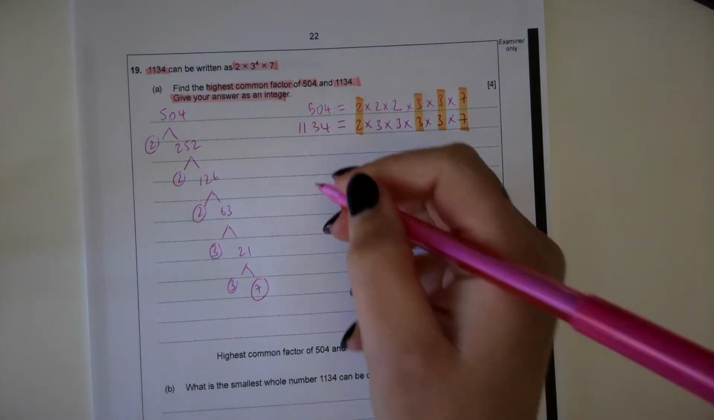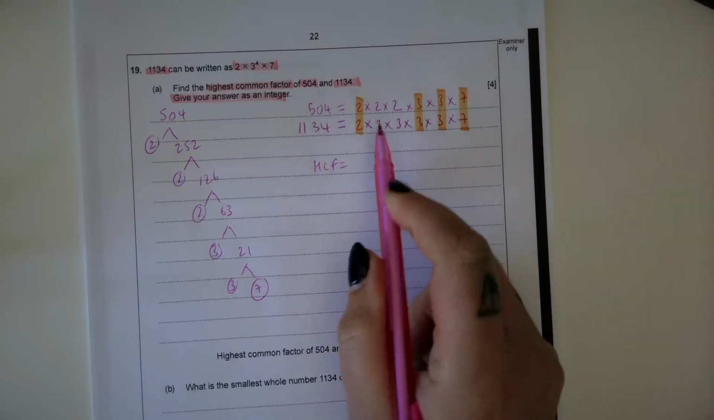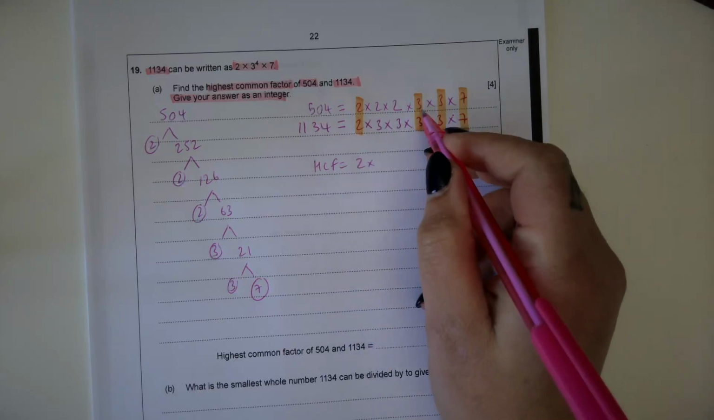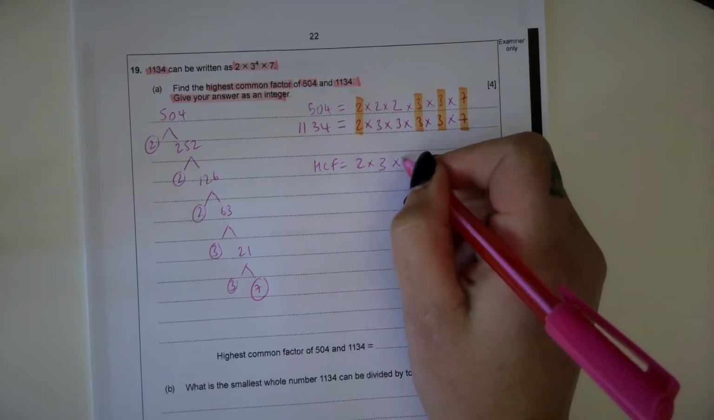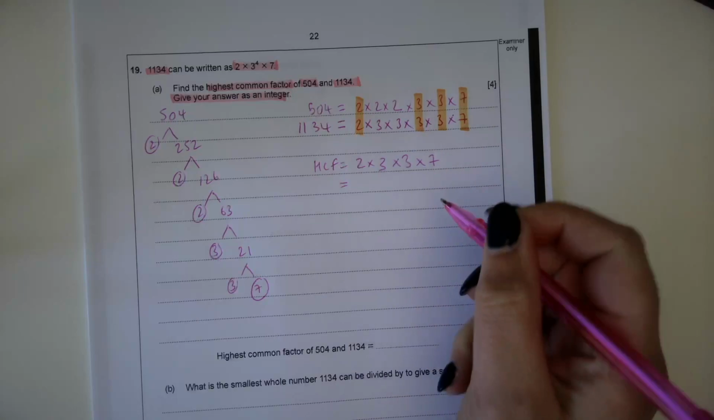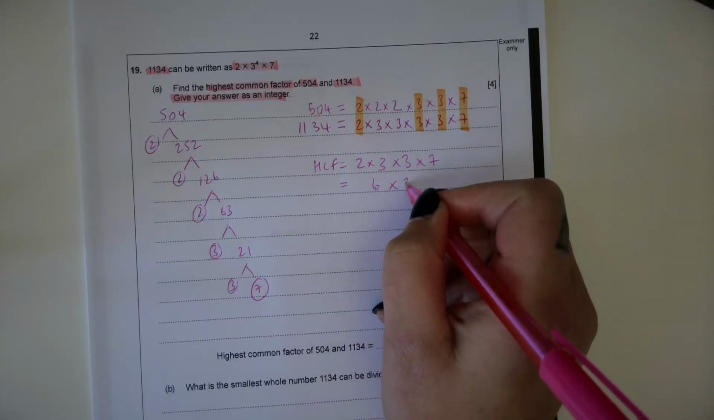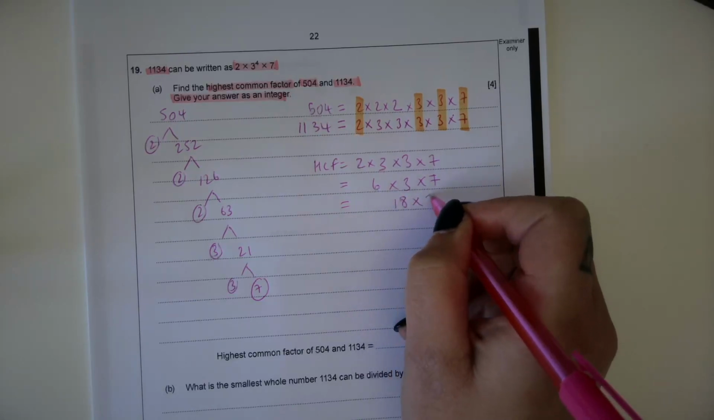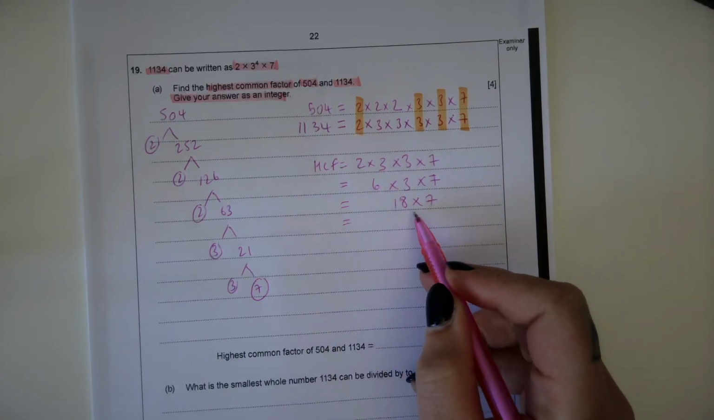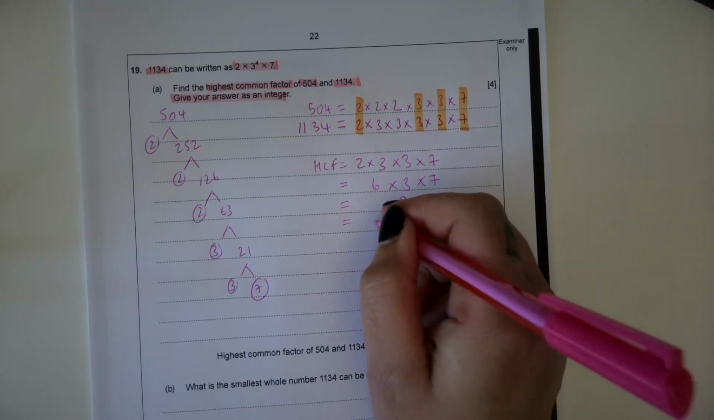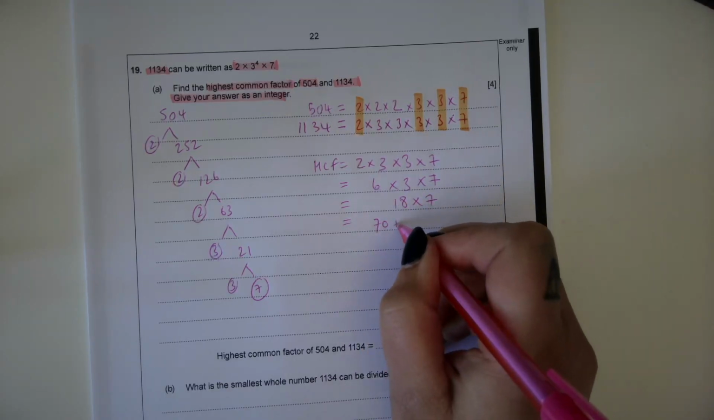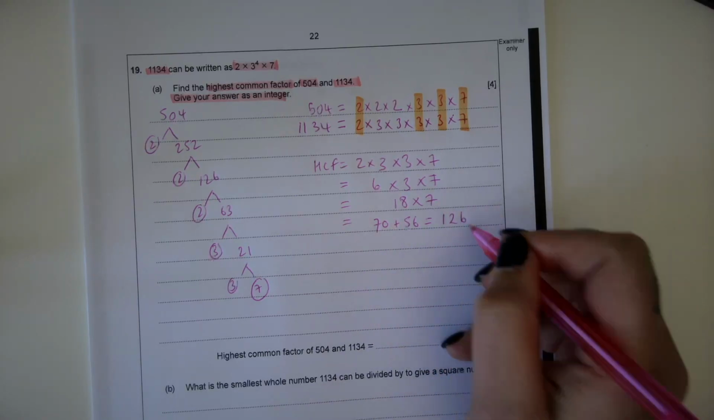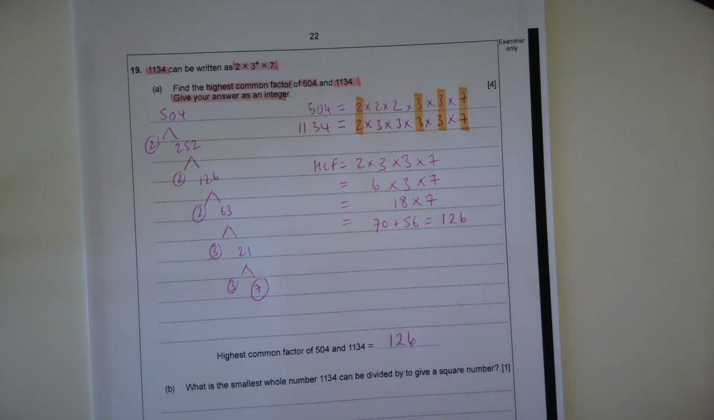So the highest common factor is the numbers they have in common multiplied together. So 2 multiplied by 3, multiplied by 3, multiplied by 7. 2 multiplied by 3 is 6. 6 multiplied by 3 is 18. And then 7 multiplied by 18, well, 7 times 10 is 70. 8 times 7 is 56. So that's 126.